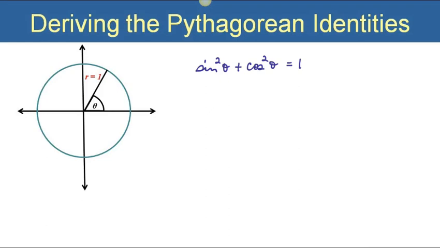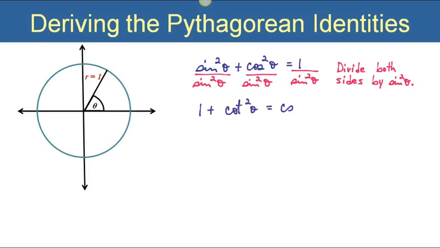Now to get the other two identities, let's start with this one that we already figured out, and let's go through and divide everything on both sides by sine squared and see what happens. Sine squared divided by sine squared reduces to 1. Cosine over sine reduces to cotangent, so this is cotangent squared, and 1 over sine squared, according to our reciprocal identities, is equal to cosecant squared. So here is the second Pythagorean identity.